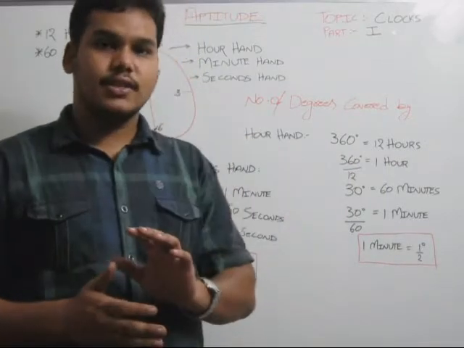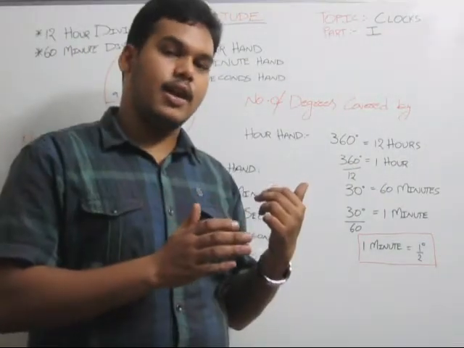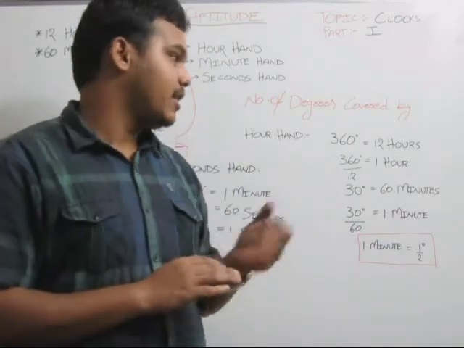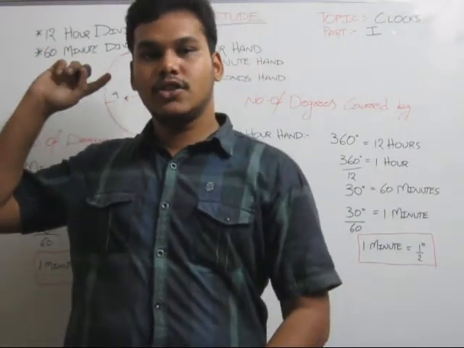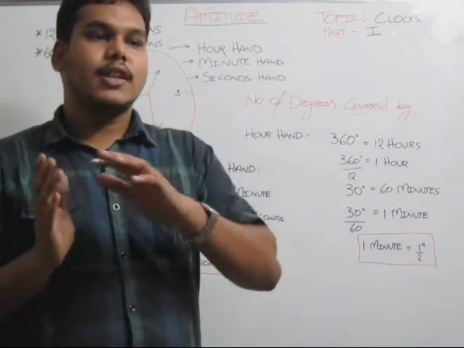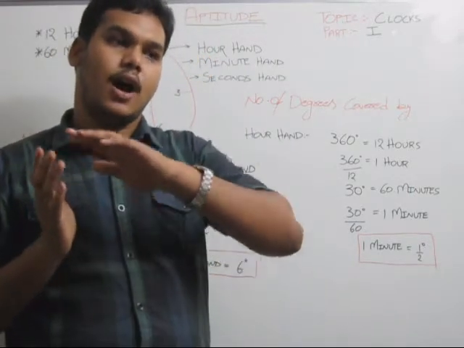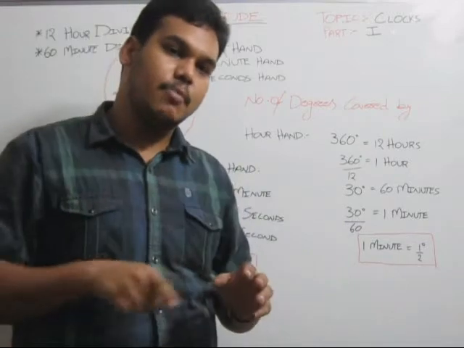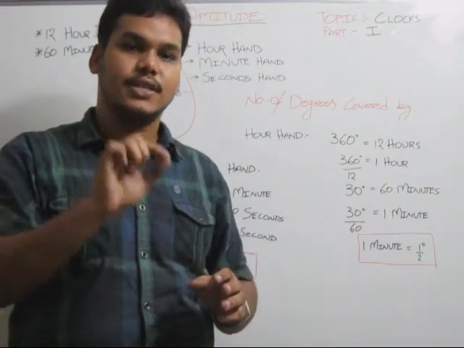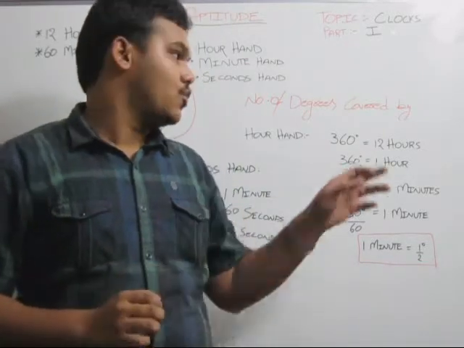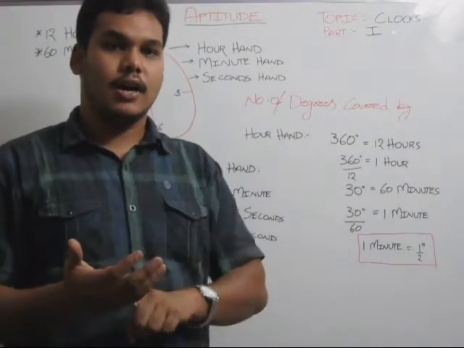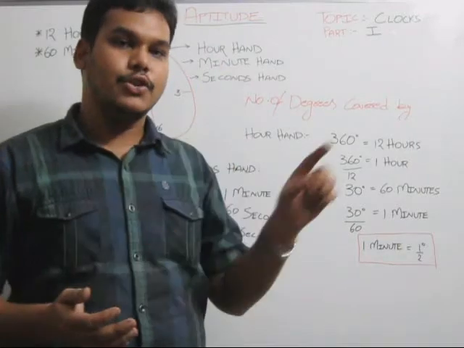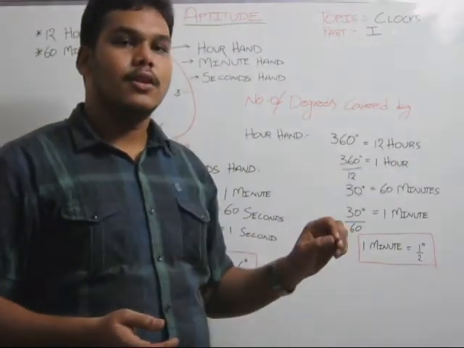The number of degrees covered by an hour hand can be calculated in this way. As I said earlier, the clock is circular in shape. The time taken by the hour hand to complete one complete revolution, which is 360 degrees, is 12 hours.